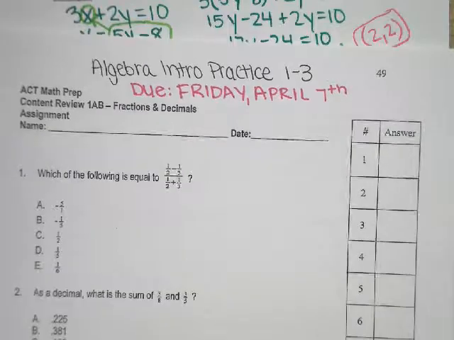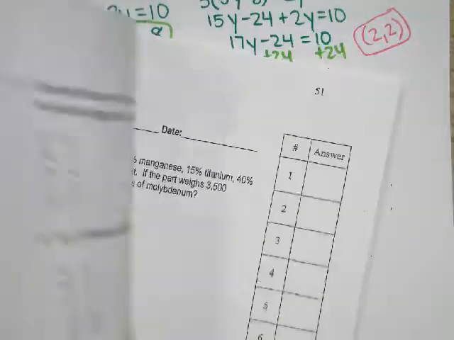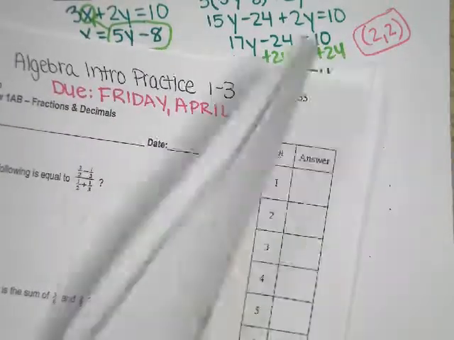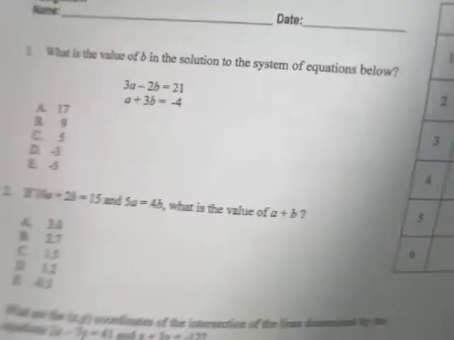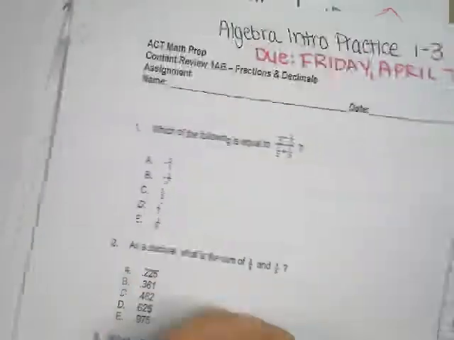So this is the math packet. You'll work through whatever you don't have finished here. Try to show some work. If you didn't on some of them, go back, have work shown. That's how you're going to get your points for this.